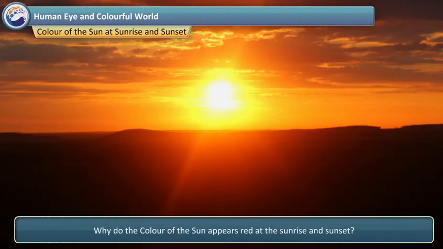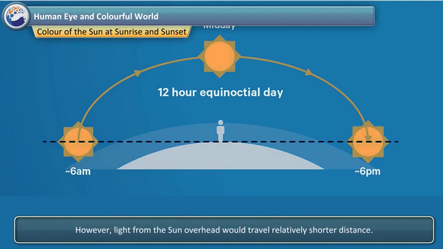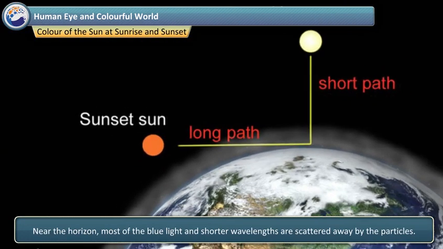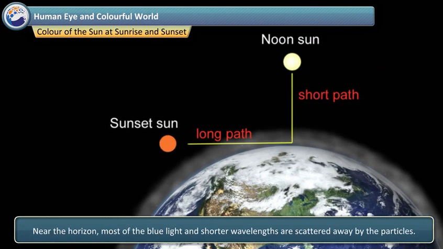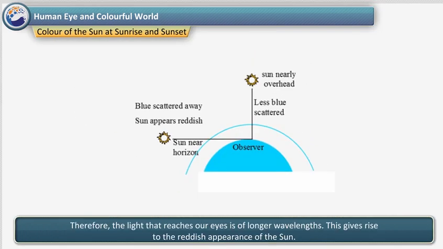Color of the sun at sunrise and sunset. Why does the sun appear red at sunrise and sunset? Light from the sun near the horizon passes through thicker layers of air and a larger distance in the Earth's atmosphere before reaching our eyes. However, light from the sun overhead travels a relatively shorter distance. At noon, the sun appears white as only a little of the blue and violet colors are scattered. Near the horizon, most of the blue light and shorter wavelengths are scattered away by the particles. Therefore, the light that reaches our eyes is of longer wavelengths. This gives rise to the reddish appearance of the sun.